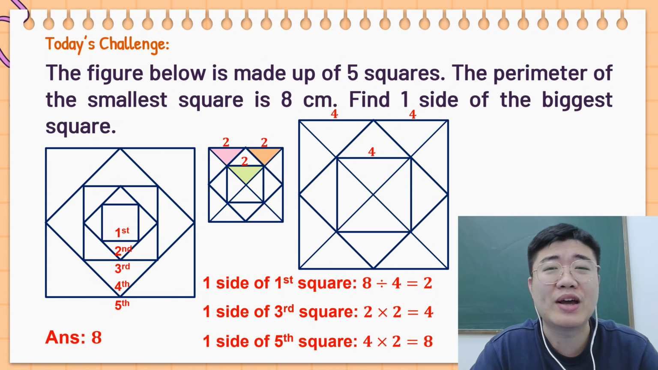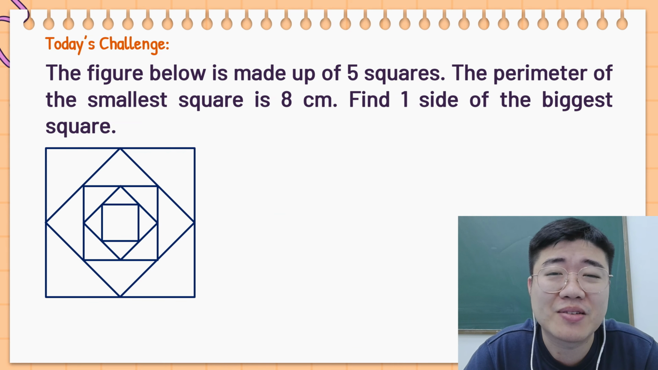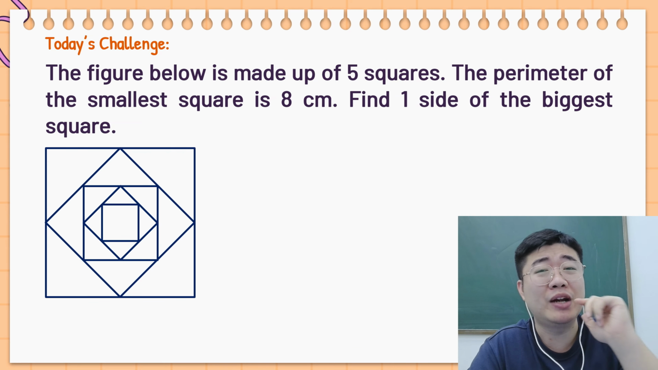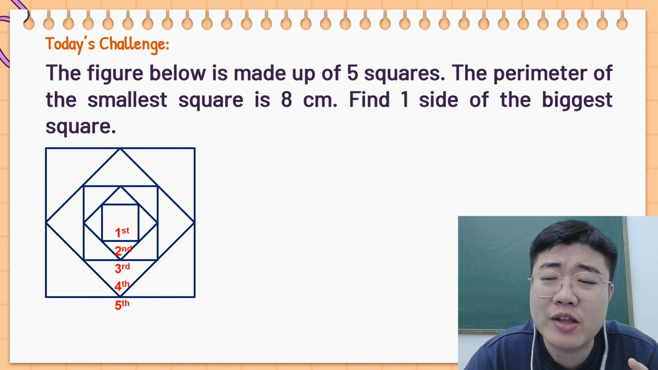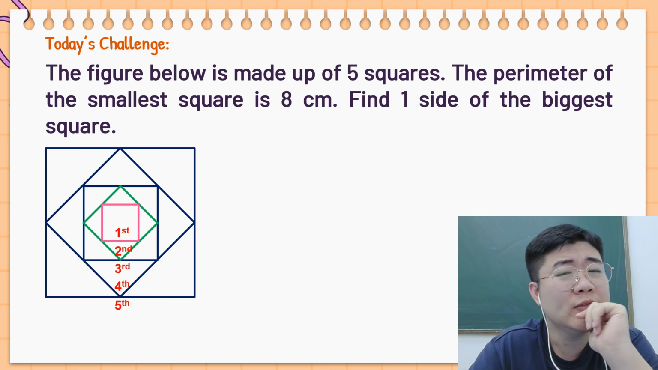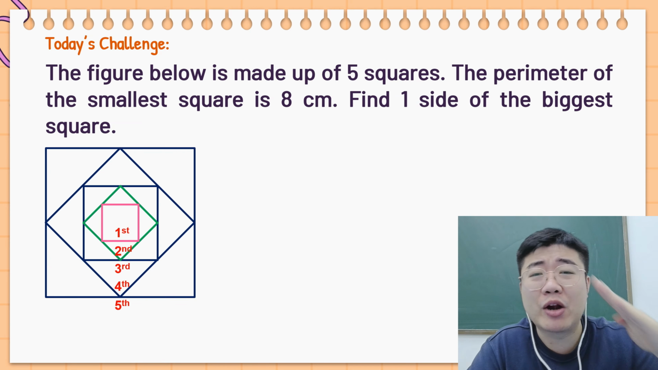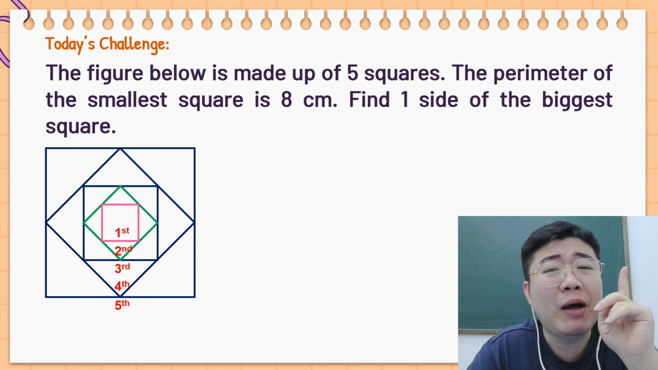Now let's try to solve the question using a different method. This time we compare the adjacent squares. Between the first and the second, if we compare these two, we will notice that we cannot compare one side of the square directly. But how about the area?